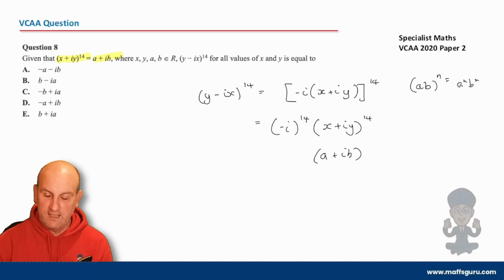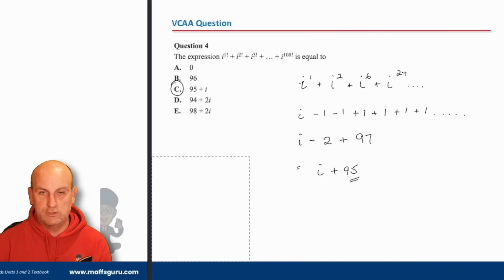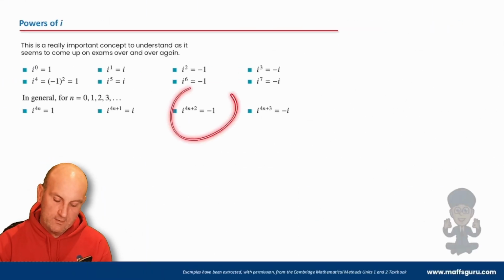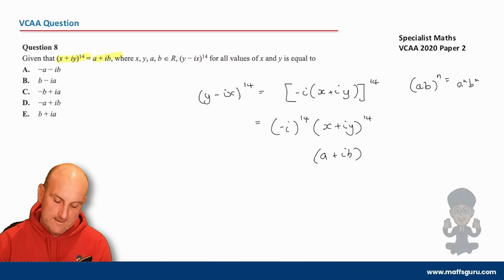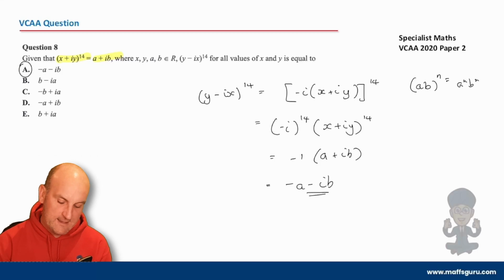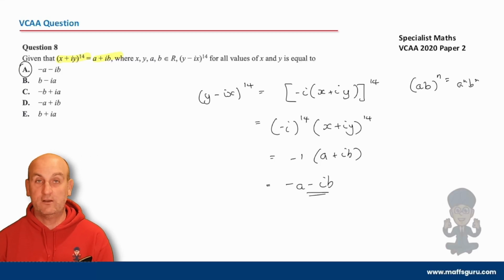What is (-i) to the power of 14? Well, that's going to be basically 4n + 2. So if I go back here to 4n + 2, yes, 4n + 2 is negative 1. So what that means is that actually is minus 1, which therefore gives me minus a minus ib. Can we find an answer that's minus a minus ib? Yep. And there we go. A is our correct answer.